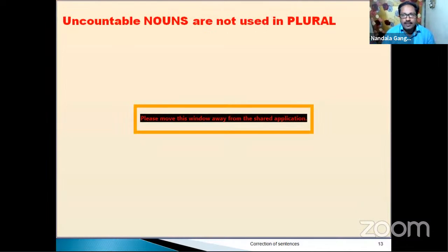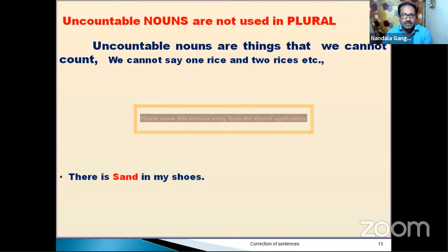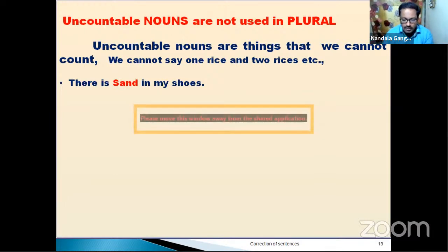Uncountable nouns are not used in plural. Uncountable nouns are things that we cannot count. We cannot say one rice and two rices. They are called uncountable nouns. So uncountable nouns should not be used in plural. We have to treat them as singular only.